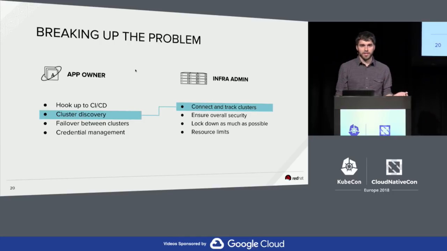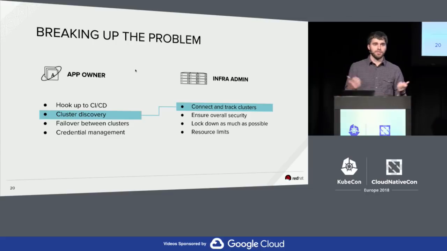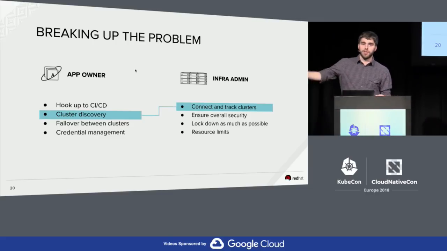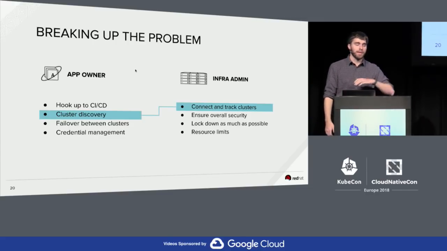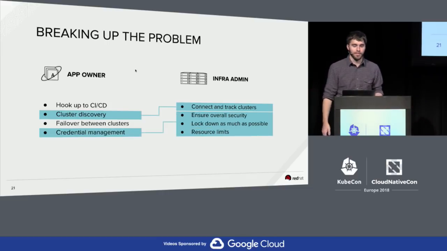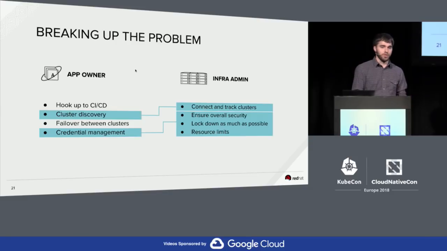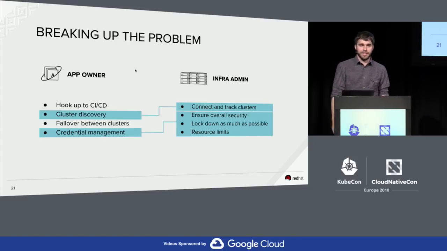So the interesting thing here is that these two groups of people actually have a lot in common. Infrastructure owners need to track their clusters. App owners need to track their clusters. Maybe there's something we can do there. Credential management and security should be shared by everybody. And so how can we tackle this problem so that it meets the needs of both of these groups?